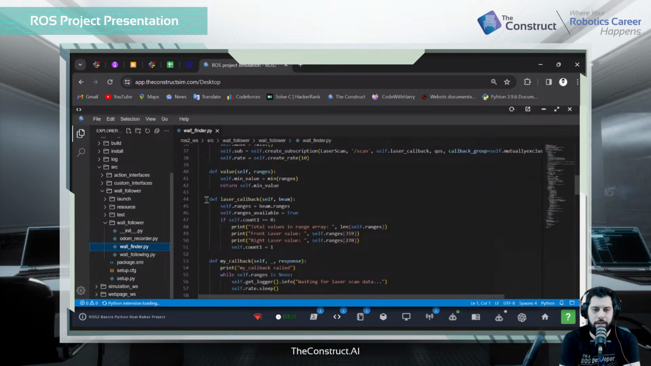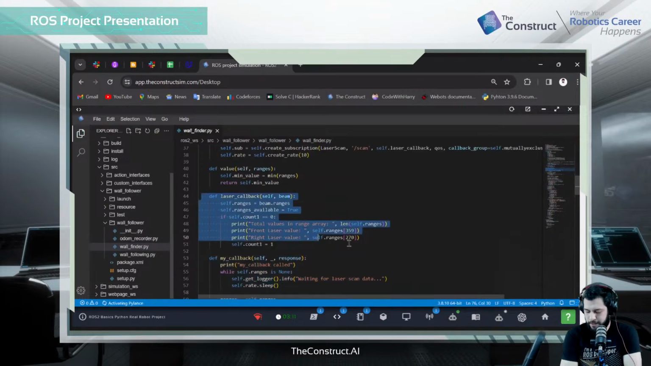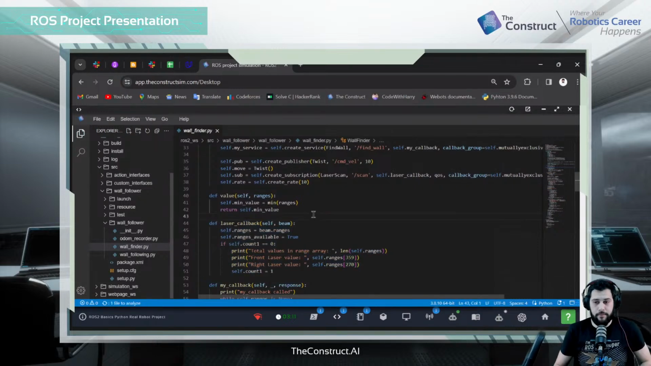Here, we need to use a laser callback and my service callback. This is my service callback, and this is the laser callback. So I'm dealing with two callbacks. Basically in ROS1, when we launch any Python file which consists of multiple callbacks, all callbacks will run simultaneously. But in ROS2, one callback will run at a time. So no two or three callbacks will run simultaneously.